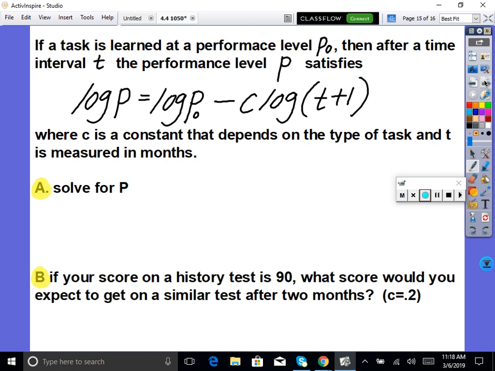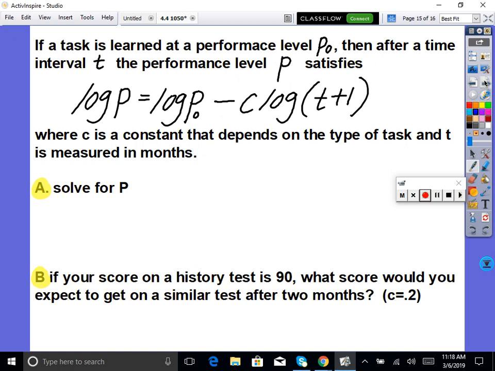Okay, so story problems are going to be pretty straightforward. It's going to be pretty plug and chuggish. So it says, if a task is learned at a performance level of p sub 0, then after a time interval t, the performance level p satisfies this equation. Log of p is equal to log of p sub 0 minus c log of t plus 1. It says, where c is a constant that depends on the type of task and t is measured in months. Now it tells us in part A to solve for p.